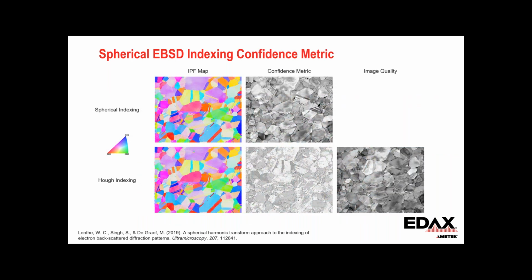You get a confidence index for Hough-based indexing. There is a confidence metric. It's just what was the spherical cross correlation, and it is strongly correlated with image quality. So you can use them in a very similar way.